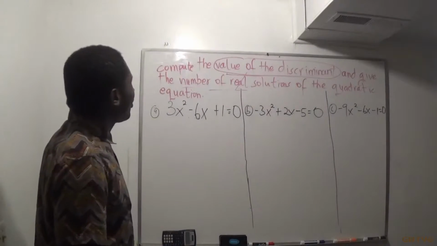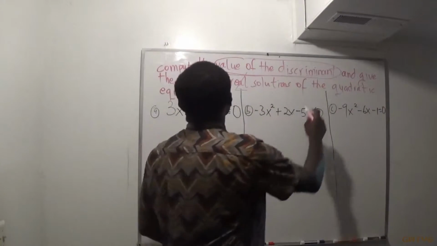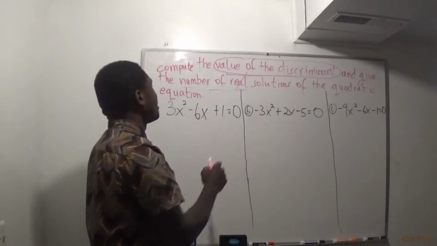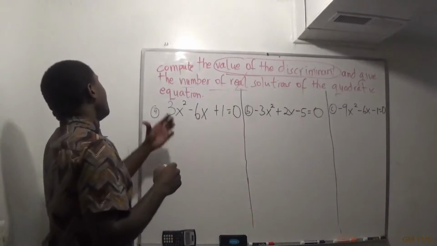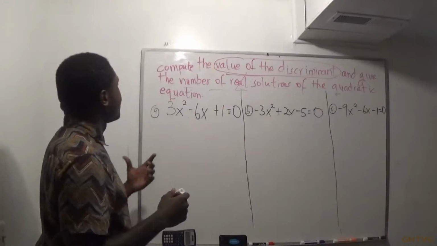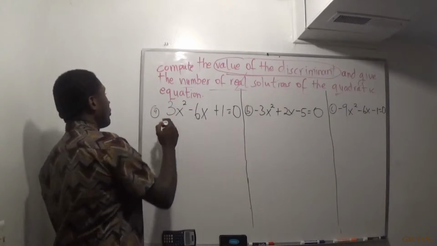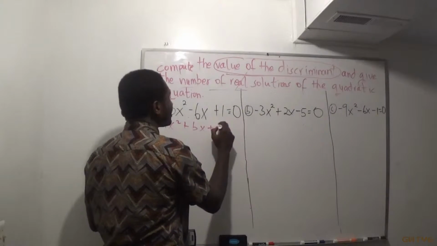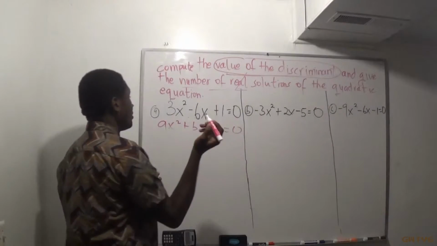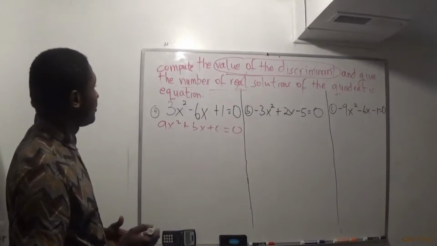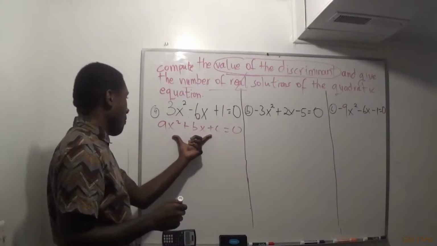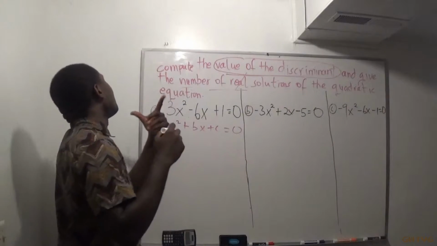Compute the value of the discriminant and give the number of real solutions of the quadratic equation. This quadratic equation looks good because it's already in the form ax squared plus bx plus c equals 0. If it was not, then I would have to change it to that, but it's already in that form. So again, I'm good.